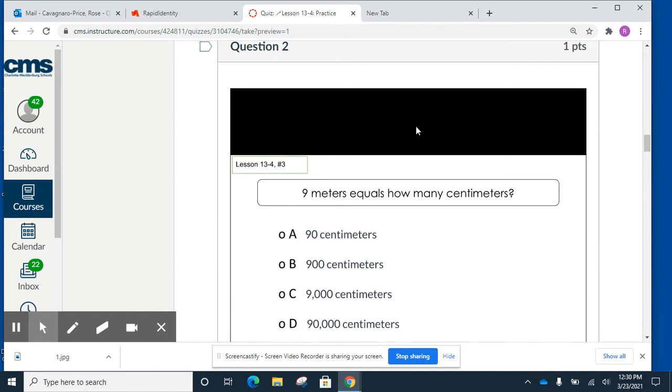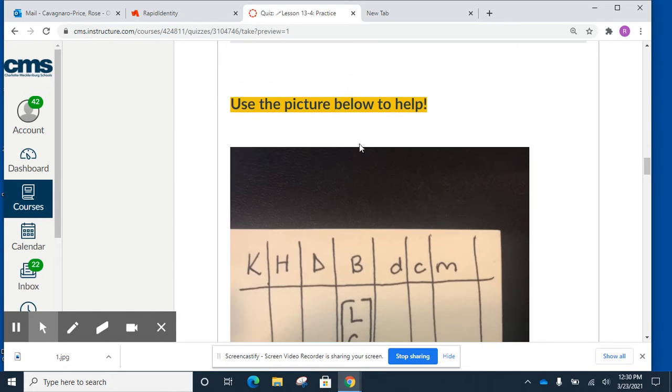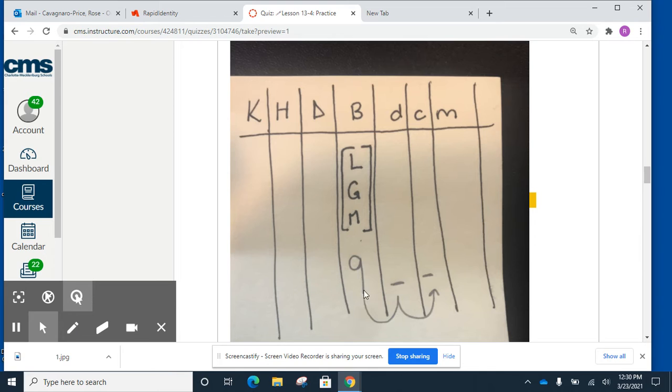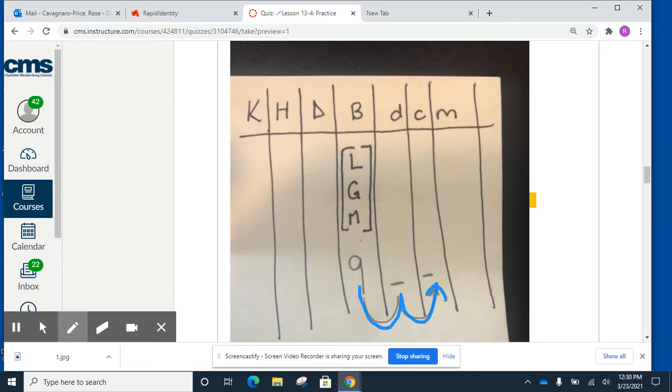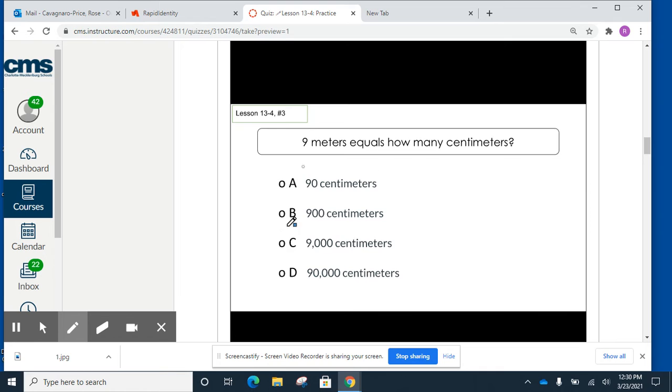Question 2, 9 meters equals how many centimeters? Well, I put this chart down here to help you. So if I have 9 meters, how many jumps am I making till I get to centi? Well, meters to centi, that's 1, 2. I'm making 2 jumps. So if I rewrite my 9 and I'm jumping 2, what's going in these places? That would be equal to what?